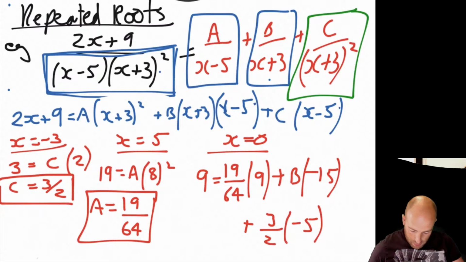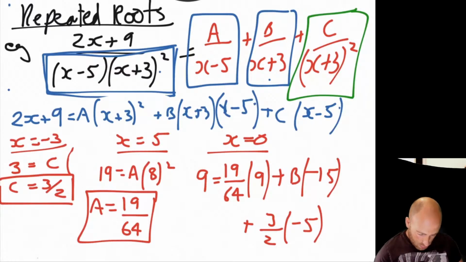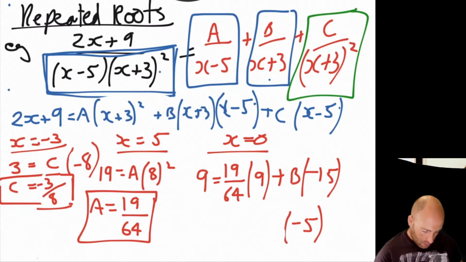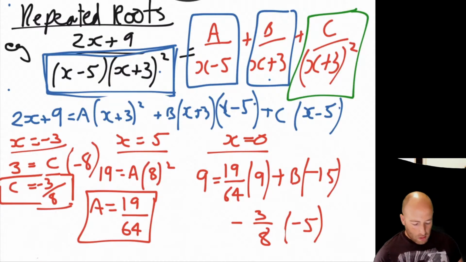Wait, I've made a mistake with c. Hang on. Minus 3 minus 5 is minus 8, not 2. So c is actually 3 over minus 8, minus 3 over 8. Okay, it's a good thing I corrected that there. So that should be down here. Okay, that makes things look a little bit better.